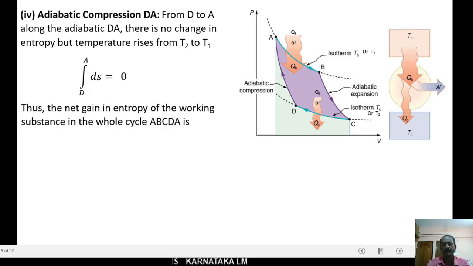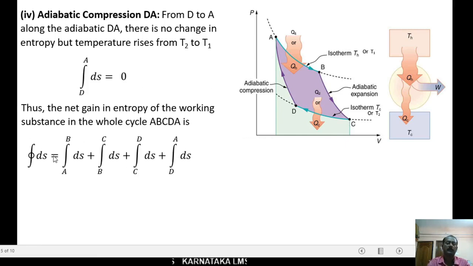Thus, the net gain in entropy of the working substance in the whole cycle A, B, C, D, A is given by line integration of the entropy dS is equal to the first one, isothermal expansion along the curve AB, this one, A to B dS, plus integration of dS between BC, that means along adiabatic expansion, and third one is between C to D, the entropy dS, plus along adiabatic compression from D to A, this one.